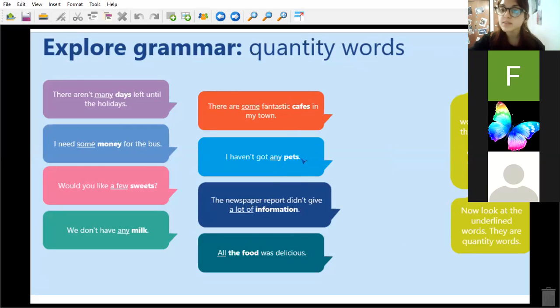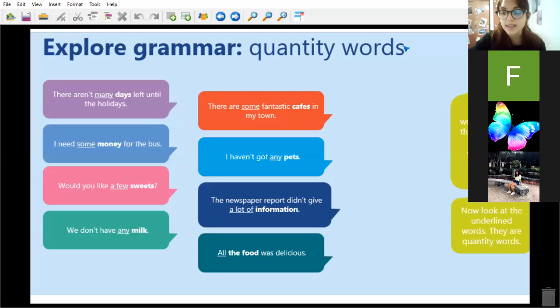Pets, countable. Information, uncountable. We do not say informations. And the food, countable or uncountable? Uncountable. We do not say one food. If you want to say a meal, that's a type of food, right? So we say 1 meal, 2 meals, 3 meals. But food, it's uncountable. Good.